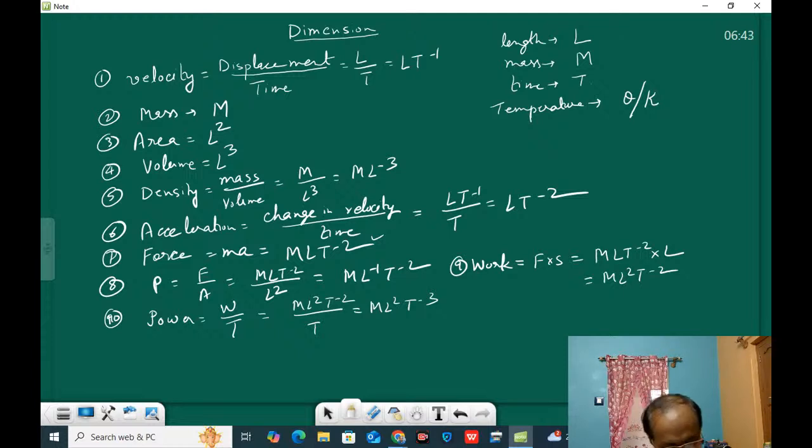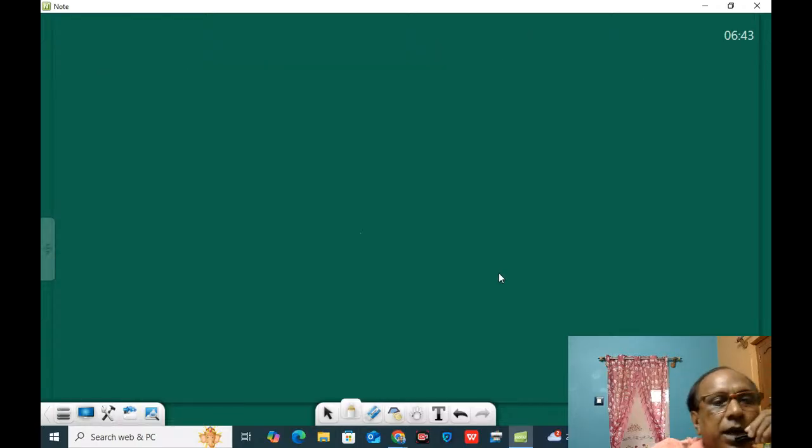These are the different things we can find out, and lastly we can do dimensional analysis. In dimensional analysis you can find whether a particular formula is correct or not. How do we find this in dimensional analysis?